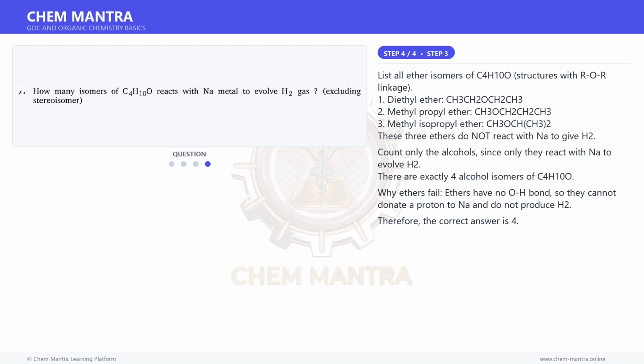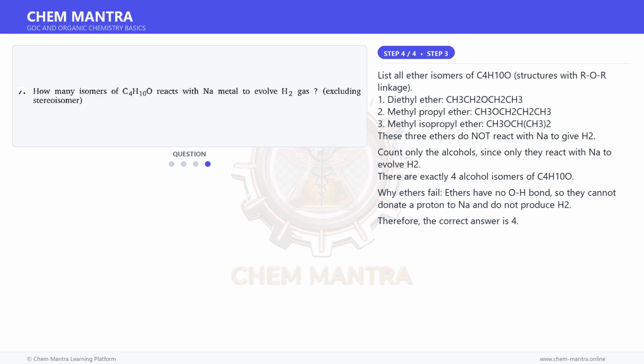1, diethyl ether, CH3CH2OCH2CH3. 2, methyl propyl ether, CH3OCH2CH2CH3. 3, methyl isopropyl ether, CH3OCH(CH3)2. These three ethers do not react with Na to give H2.